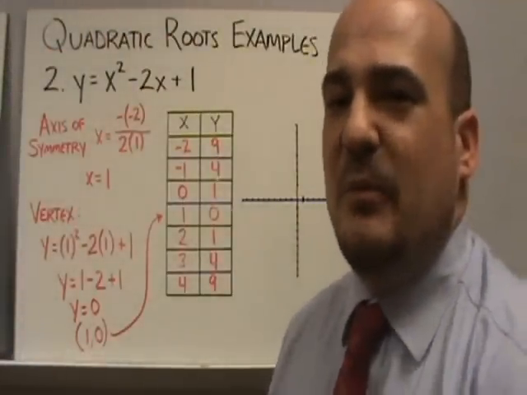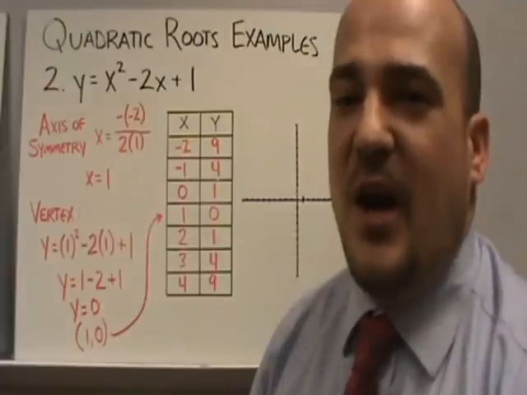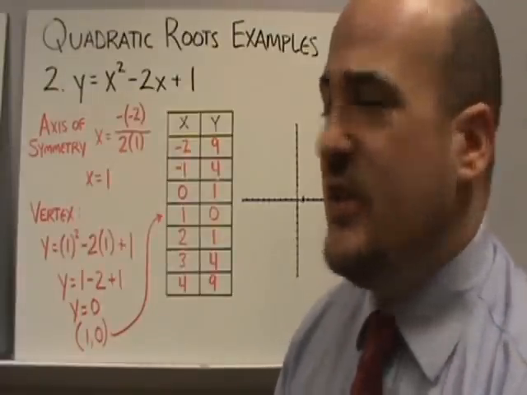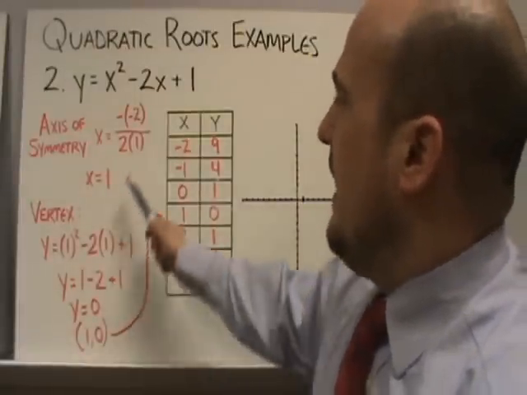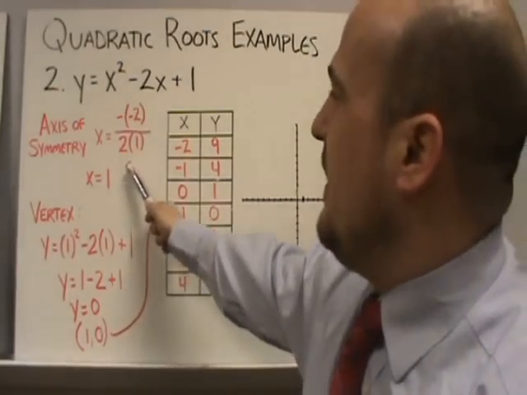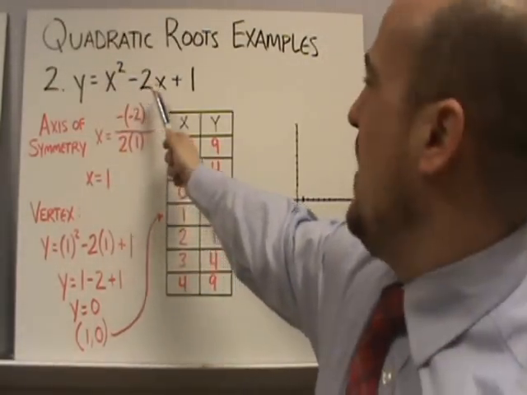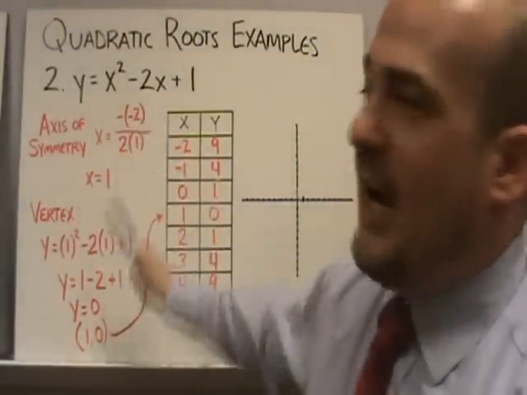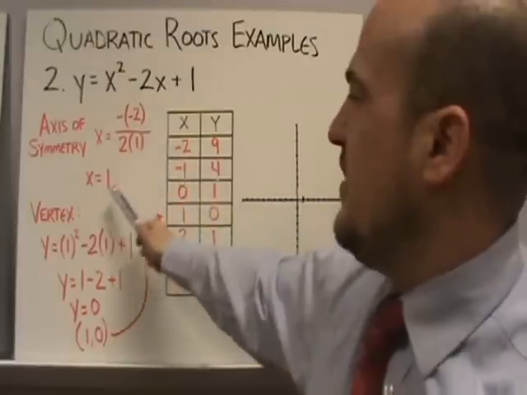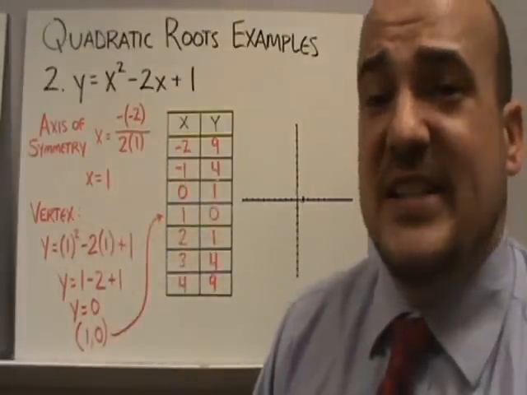Same thing with example number 2. I went ahead and did some of the work ahead of time because I know that you guys can do this by now. I found my axis of symmetry first. And for the second example, the equation is x squared minus 2x plus 1. And I went ahead and used my formula for axis of symmetry, plugged in those values, and I got an axis of symmetry of x equals 1.